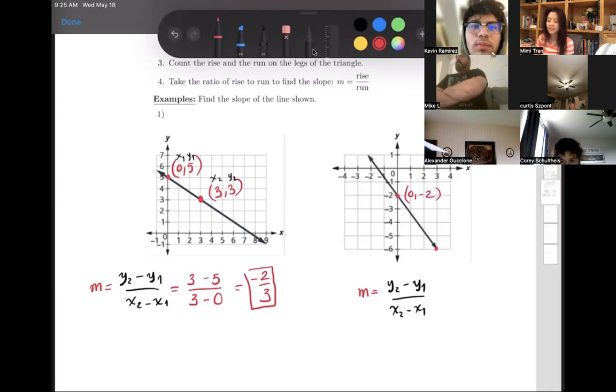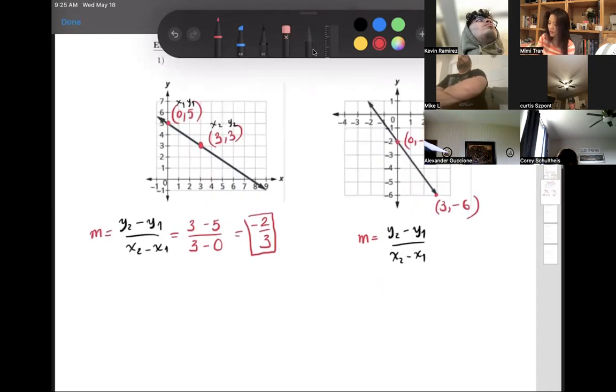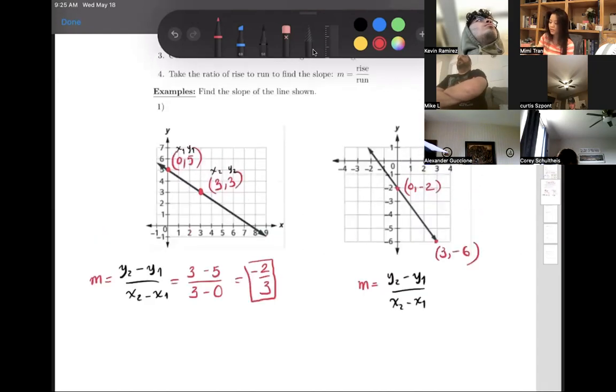Say it again, Kobe. 3. I think you said 3, -6. Yeah, 3, -6. That's what you said. All right, thank you both. 3, -6. All right, and pick whichever one. X1, Y1, X2, Y2 doesn't matter, right?